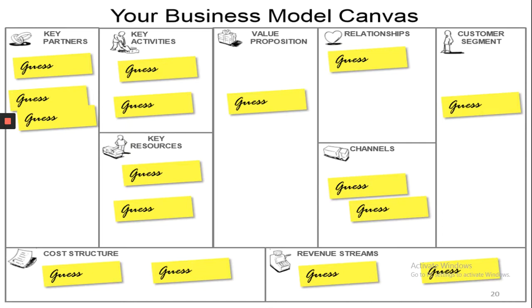Now in this second part, we are going to discuss how to fill the different blocks of the business model canvas. In the business model canvas, there are 9 building blocks. 1. The customer segments. 2. The value proposition. 3. Channels. 4. Customer relationships. 5. Revenue streams. 6. Key activities. 7. Key resources. 8. The key partners. And the 9th block is the cost structure of the organization. So these are the 9 building blocks of the business model canvas. We are going to discuss them one by one in the coming slides.